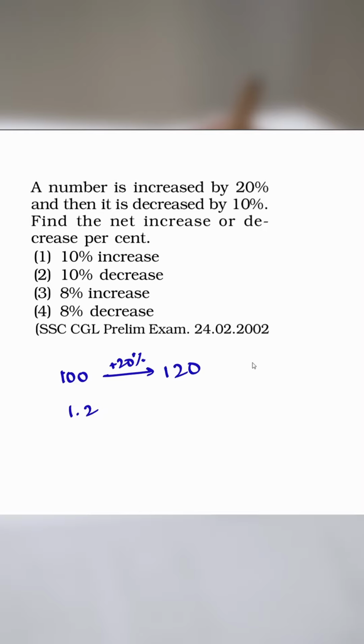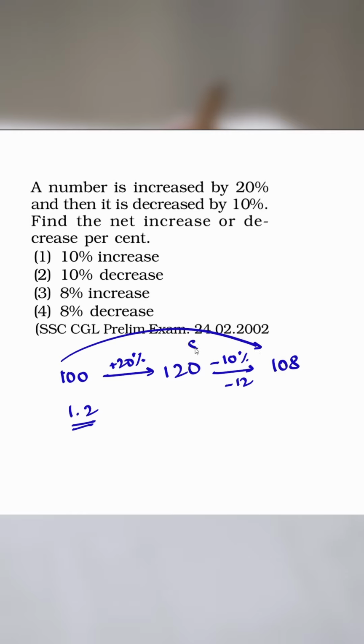So when there are successive percentage increases or decreases, any kind of percentage changes, you could just multiply these values instead of doing it the old fashioned way like this. So 100 plus 20% is 120, and then minus 10% would be minus 12, that is 108. So there's a net change of 8%, positive 8%, that is.